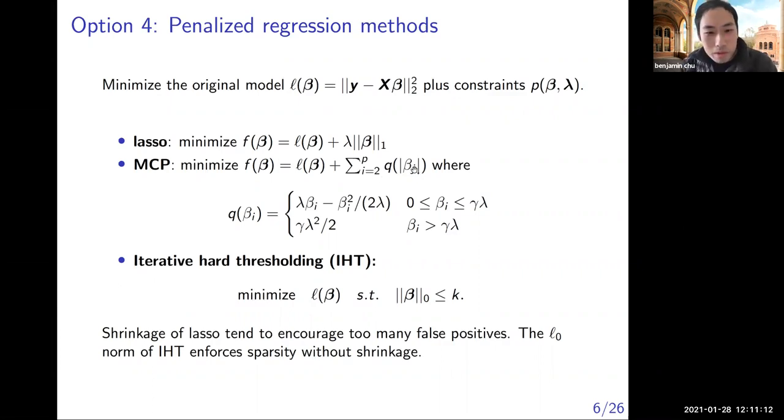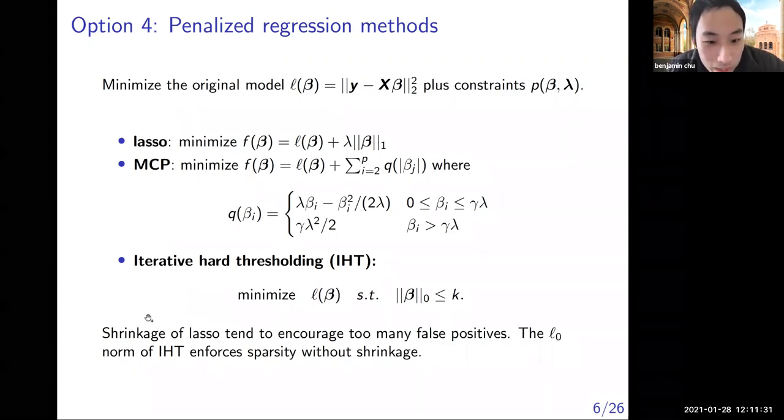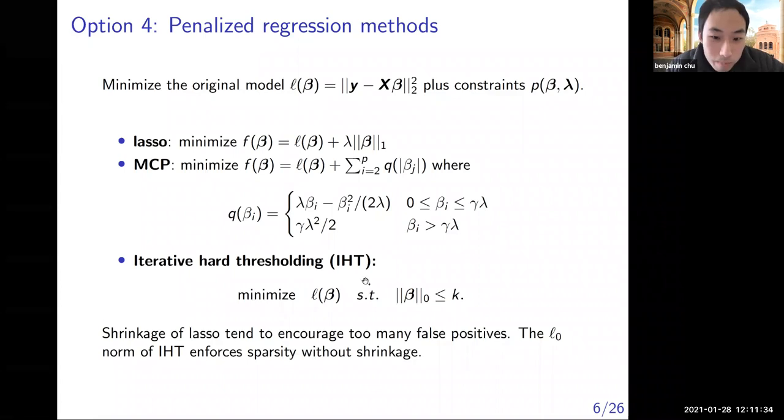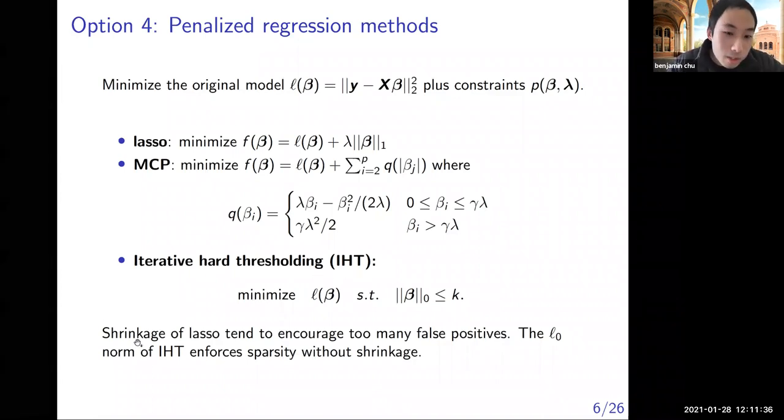And so these two methods, basically, they don't really work in GWAS, or in genetics, because of shrinkage, basically. Shrinkage causes some kind of excess false positives, false negatives. And so finally, we arrived at this third alternative, iterative hard thresholding, IHT. And that's the focus today, right? What it does is it minimizes this loss subject to a constraint. And this constraint is that your beta, your statistical model, has k or fewer non-zero entries.